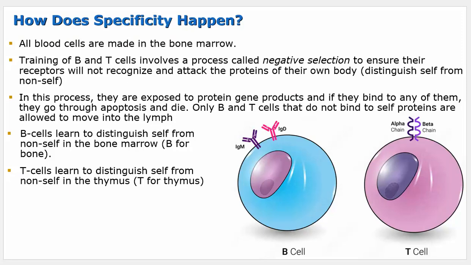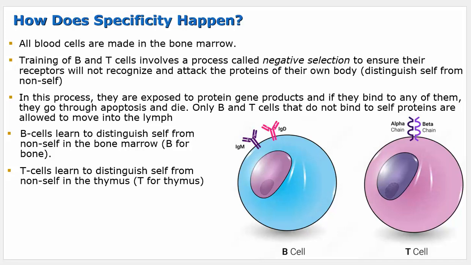Okay, so how does specificity happen? How are these T cells and B cells able to say, oh, I'm going to attack this, and how do they know it's not one of your own proteins? Okay, so that's what it's looking at. It's mainly looking at proteins, peptides, things like that. How does it know that? Why don't we just attack and kill our own proteins? That's the question.